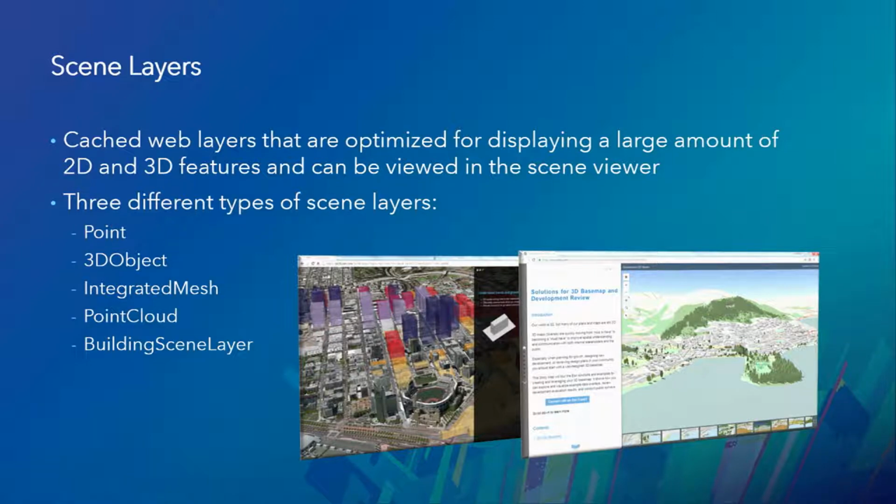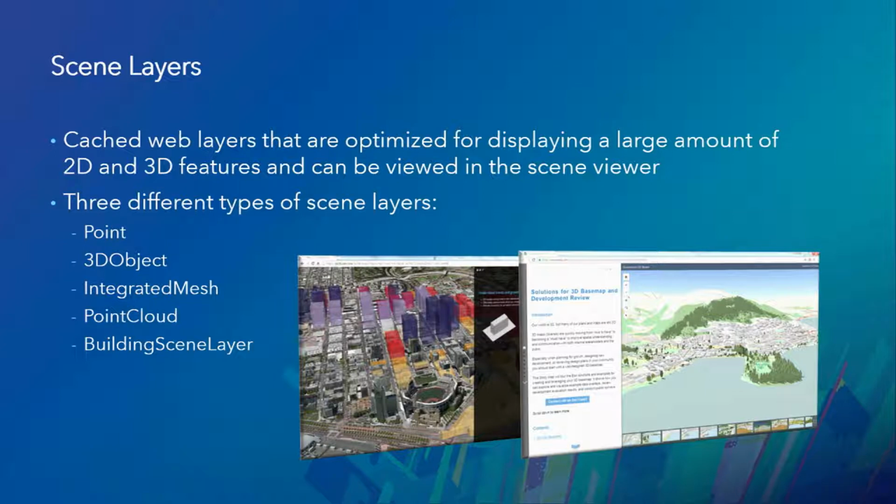They're cached layers, so just like a 2D tile layer, you do have to build up these 3D tiles that exist in this cache. So if you make any changes to, let's say, the associated feature layer, if one exists, or the source data, you will have to update your cache to get those changes to be pushed through.